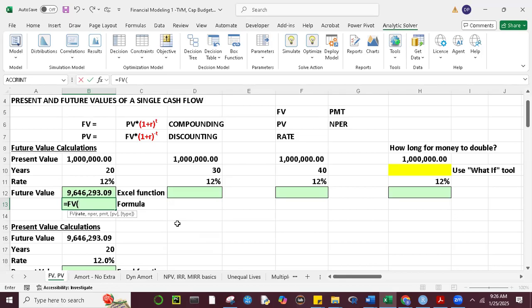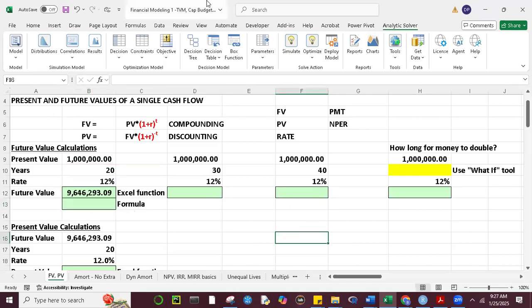In our case, let me illustrate that now. In our case, PV is not optional, because what we're solving for is a future value given the present value. All right, so let's start. Rate is this one, right? That's B11, comma, NPER stands for number of periods. We know that our number of periods is 20 there. Comma, PMT, on the other hand, stands for payment. Payment has something to do with annuity.